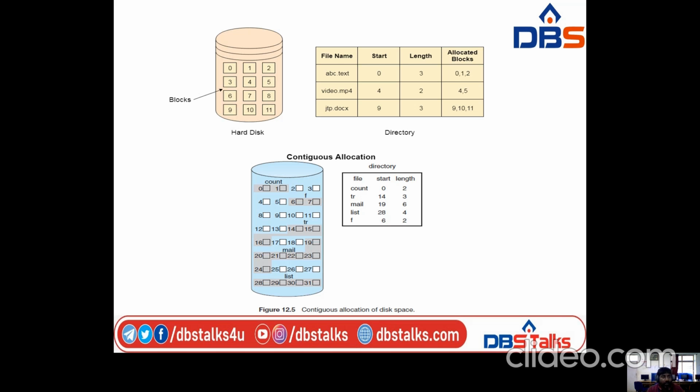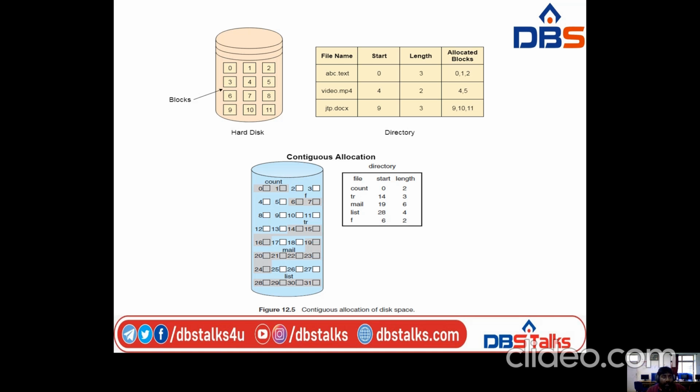Here we have the hard disk, which is divided into a number of blocks. Three files are there: ABC, video, and JPG. Here I am giving the starting block and, not the ending block, but the length of the block.